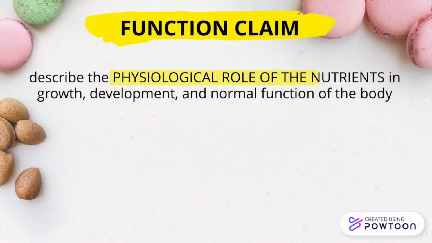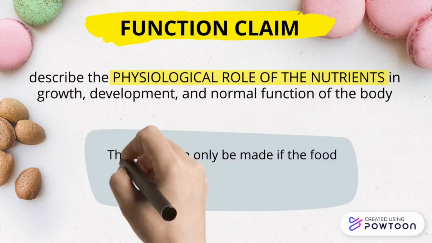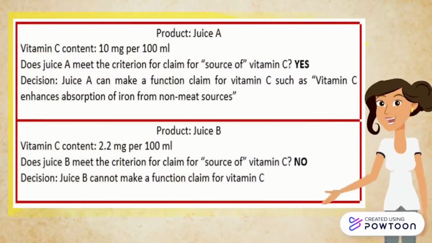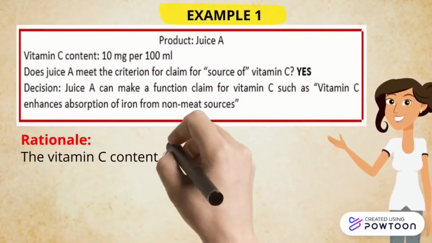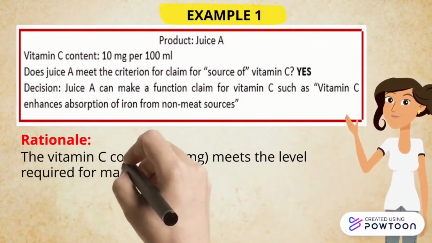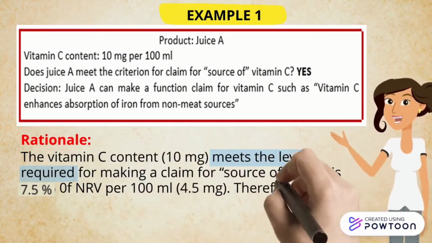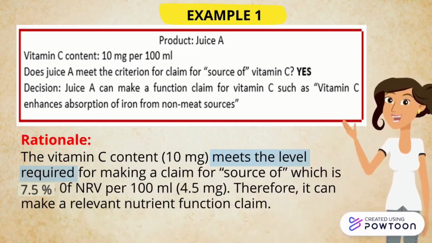The last claim is function claim, which describes the physiological role of the nutrient in growth, development, and normal function of the body. This claim can only be made if the food meets the criterion for claims for source of. For example, we have juice A and juice B. The vitamin C content in juice A is 10 mg per 100 ml. Juice A meets the criteria for claim source of. Therefore, it can make a function claim for vitamin C such as vitamin C enhances absorption of iron from non-meat sources.